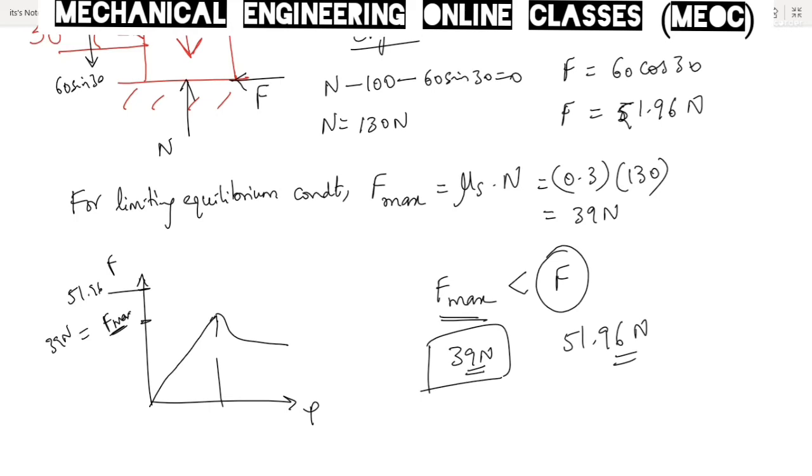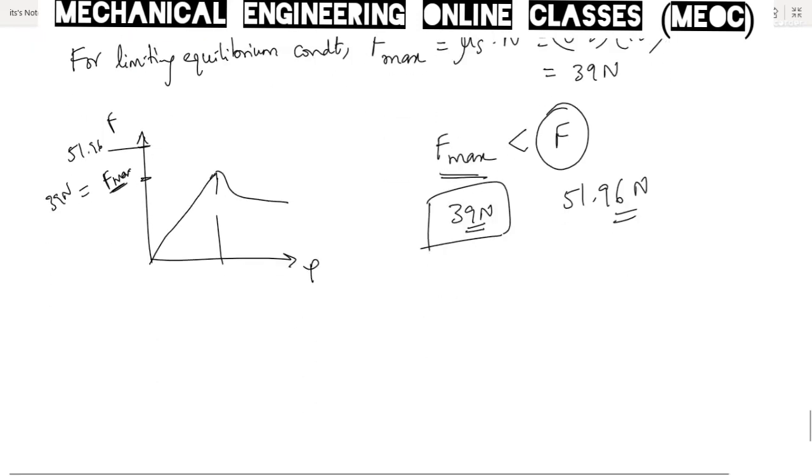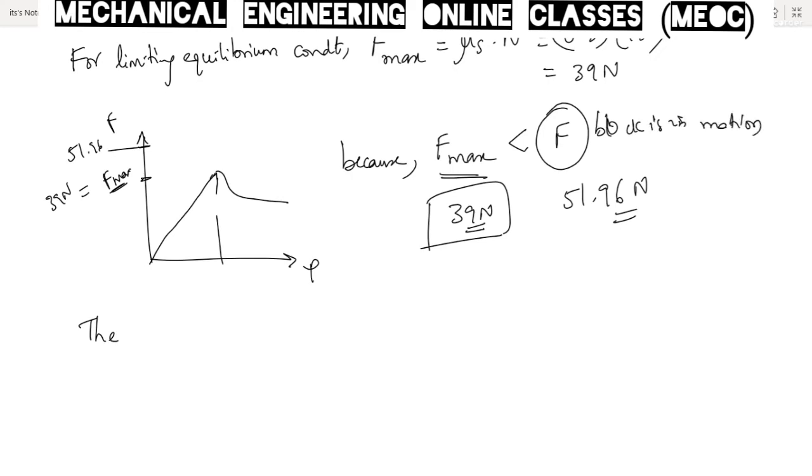So when it is giving only 39 Newton, it means that the block has already started moving, because 39 is far less than 52. So the block is in motion. Because F max is less than F, the block is in motion. And in that case, we cannot consider Fs anymore. We have to consider the kinetic friction. The kinetic friction should be considered.